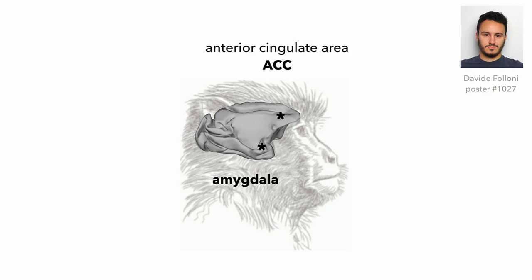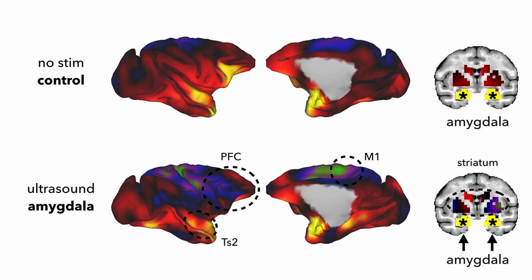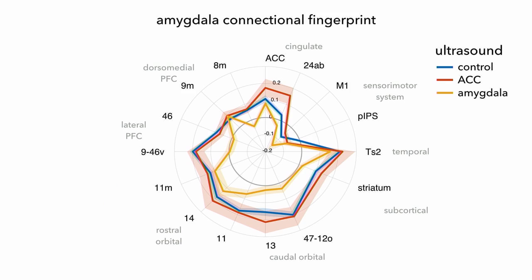In the last part, I would also like to highlight that we're able to stimulate deeper parts of the brain. This is work led by Davide Folloni, who is interested in whether we can use a deep cortical region, the ACC, and a deep subcortical region, the amygdala. So let's start with the last one. At the top, you're going to see the control connectivity network without stimulation, and at the bottom, it's after ultrasound. Again, we see a very similar disruption of the connectivity profile of the amygdala. Here, summarized in a fingerprint, control, no stimulation is in blue, and the amygdala stimulation is in yellow. You can see that many areas that would otherwise be strongly connected with the amygdala are now disrupted.